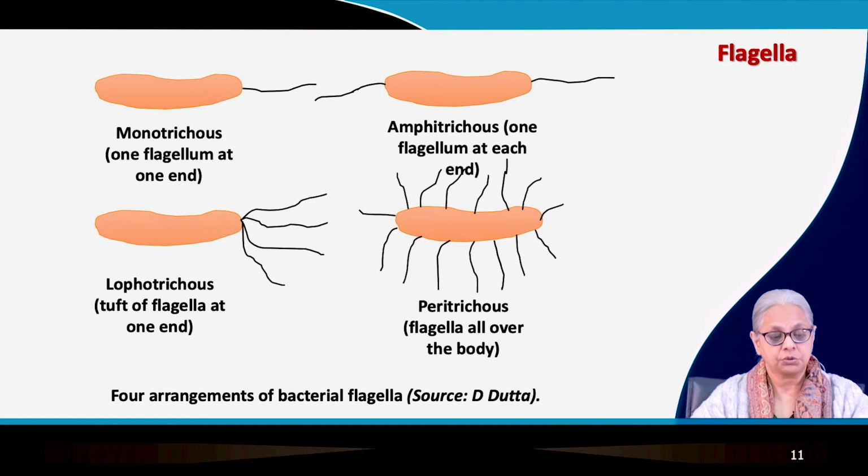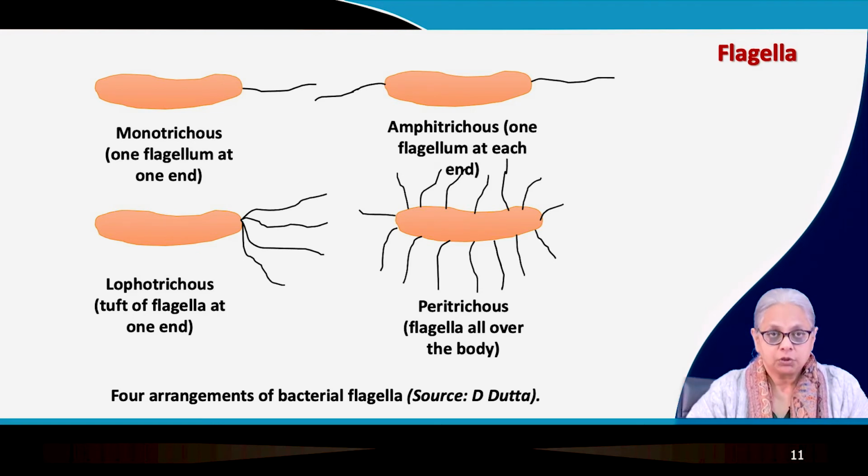So we have the first one. Monotrichous means one flagella at one end. So this is one flagella attached at one end. Amphitrichous means both ends. So one flagella at each end of the cell. These are for bacilli type cells.